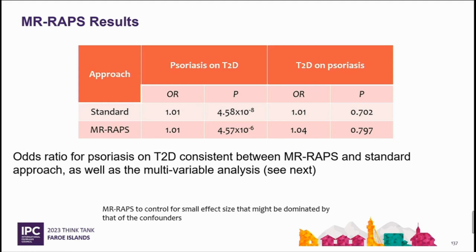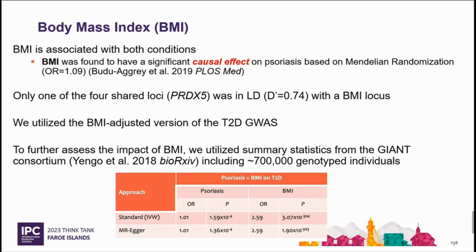Okay. So we know that BMI is one of the confounding factors. One of our previous studies actually showed how BMI could have a significant causal effect on psoriasis. And BMI has also been shown to be associated with type 2 diabetes, of course. So we look into a couple of things to show that this causal relationship that we identified is not confounded by BMI.